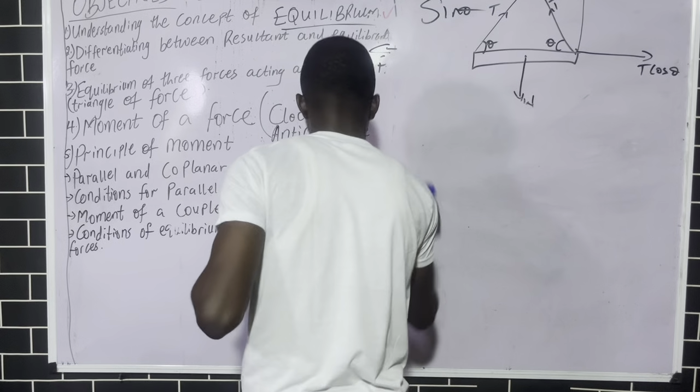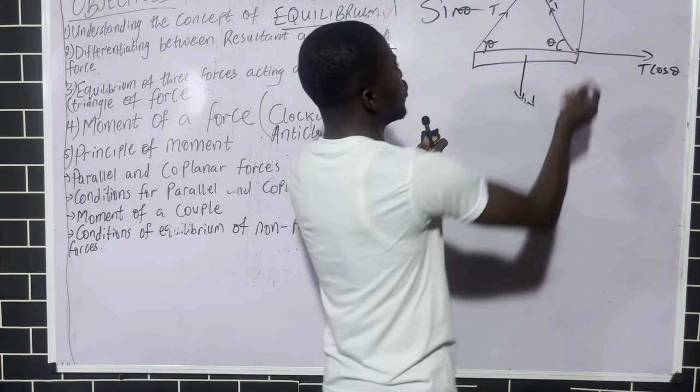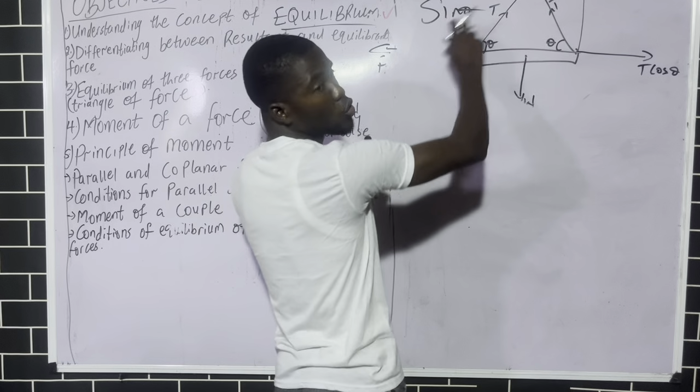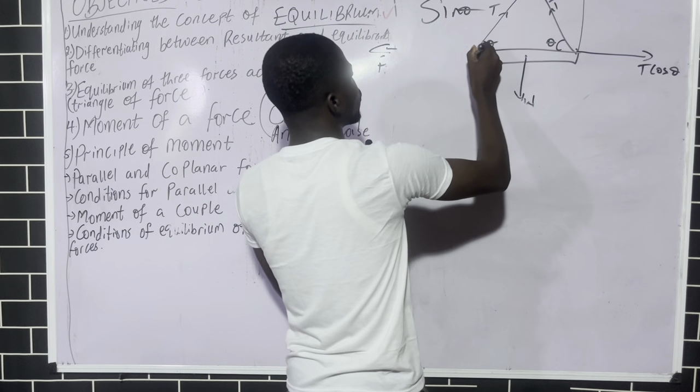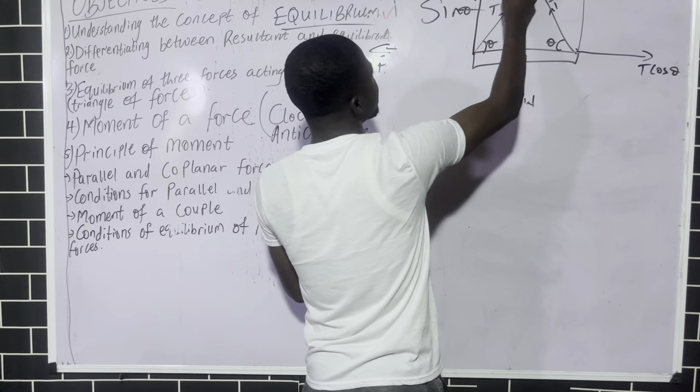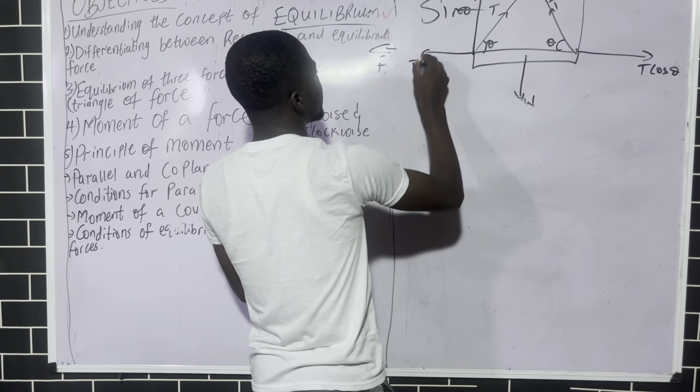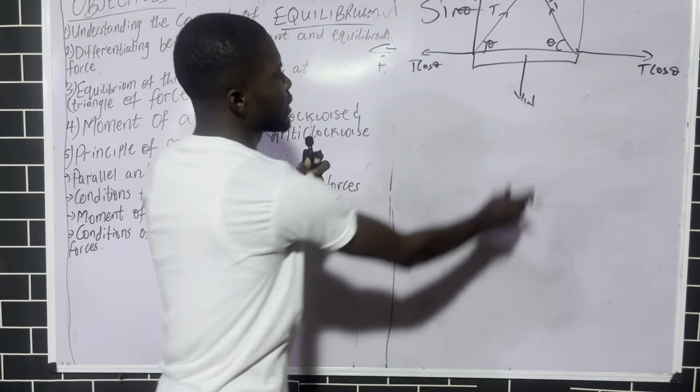I hope we are learning. So let's move on now. After resolving it, it's 2T we have. I've done for one. I have to do for this one too. This one is T sine theta. This one is T cos theta.